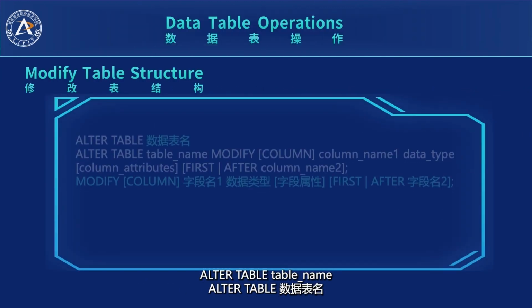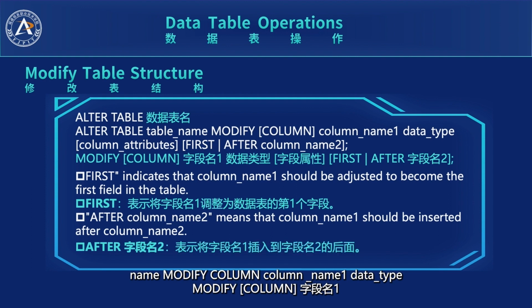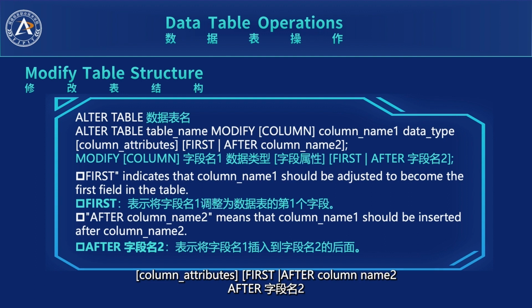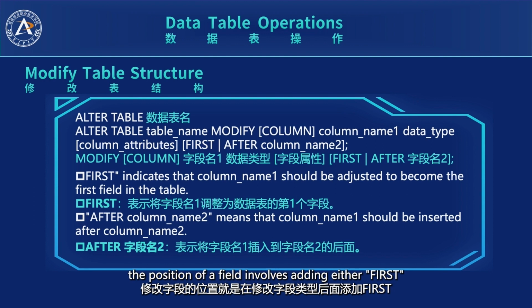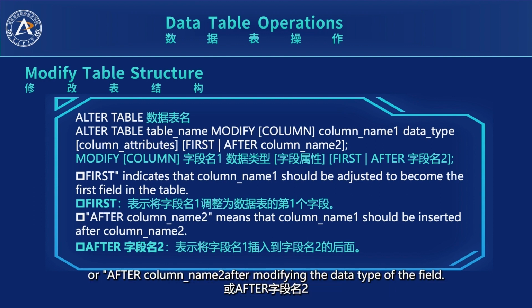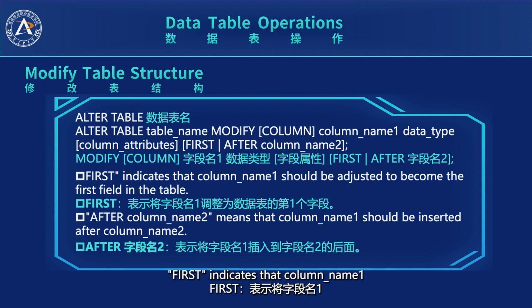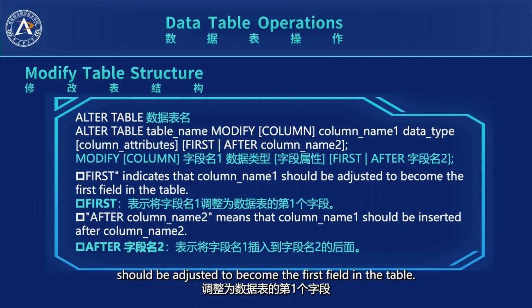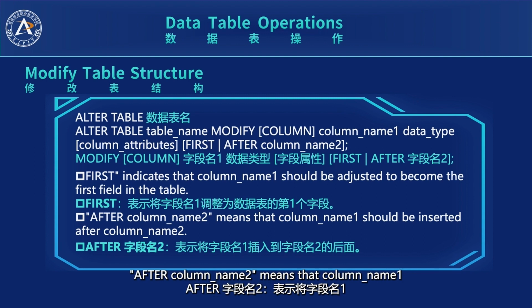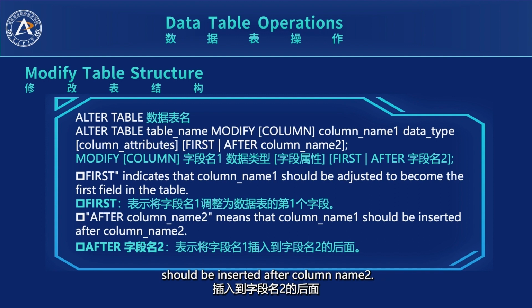Alter table table_name modify column column_name1 data_type column_attributes first | after column_name2. It can be understood from the syntax that modifying the position of a field involves adding either first or after column_name2 after modifying the data type of the field. First indicates that column_name1 should be adjusted to become the first field in the table. After column_name2 means that column_name1 should be inserted after column_name2.